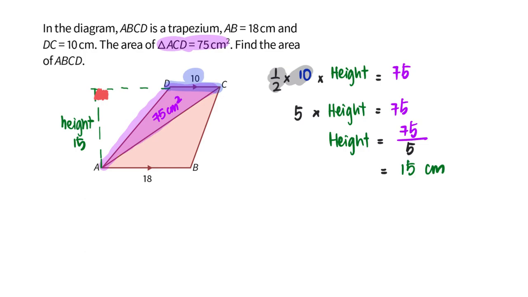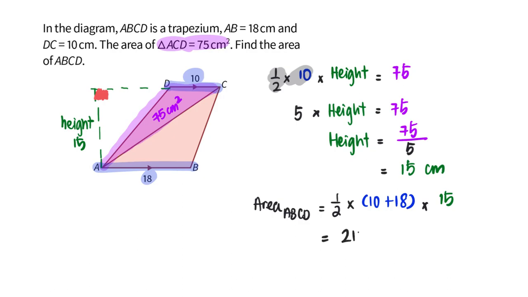So from here, I will then be able to get the area of ABCD easily. Half times the sum of the parallel side, in this case, 10 plus 18 multiplied by the height, 15, will give me 210 cm square.